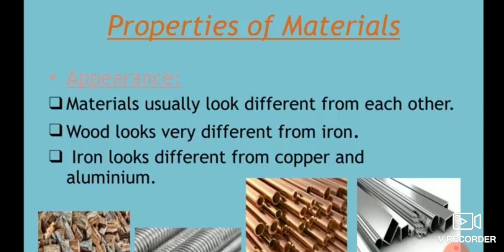So a material is a substance which is used in making different objects. The important properties of materials are appearance, hardness, insoluble, luster, transparent, translucent and opaque. Let us discuss these important properties of materials one by one.